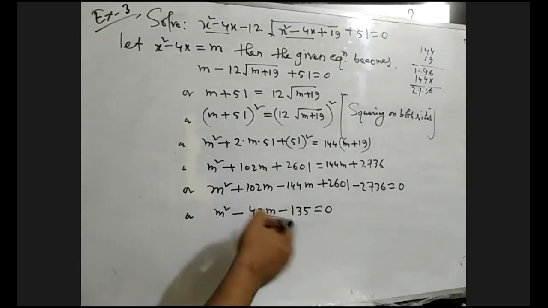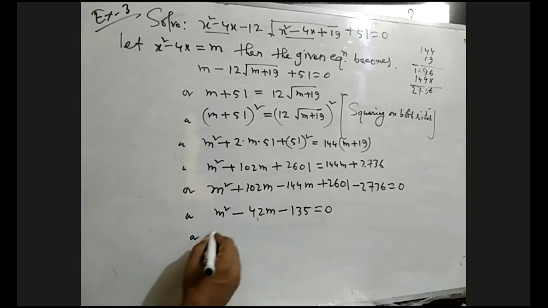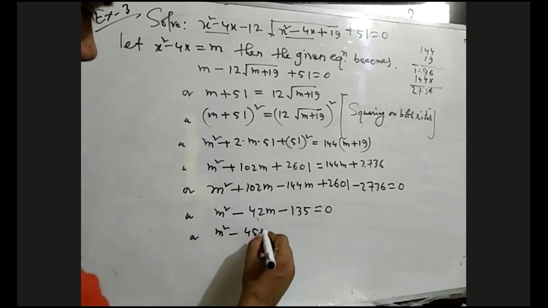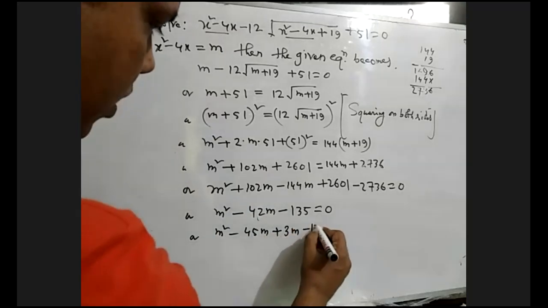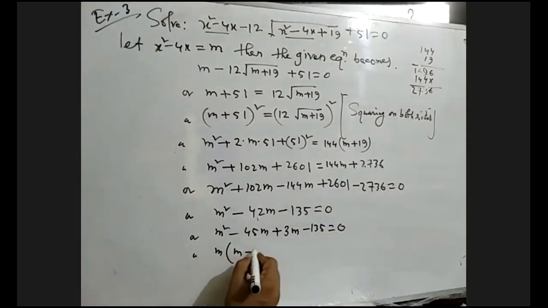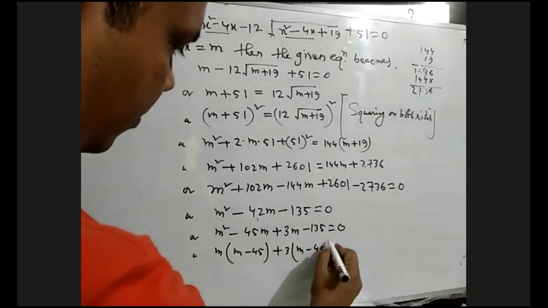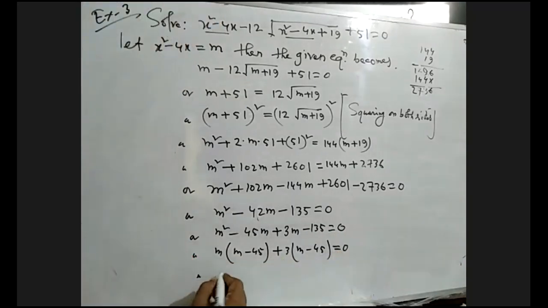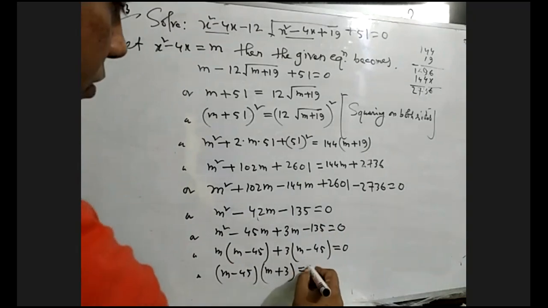So we can use here also the factorization method, that means the middle term factor method. m square minus 45m plus 3m minus 135 equals 0, or m will be common here, m minus 45, plus 3 will be common here, m minus 45 equals 0, or m minus 45 will be common from both parts, so we get m plus 3 equals 0 for this.